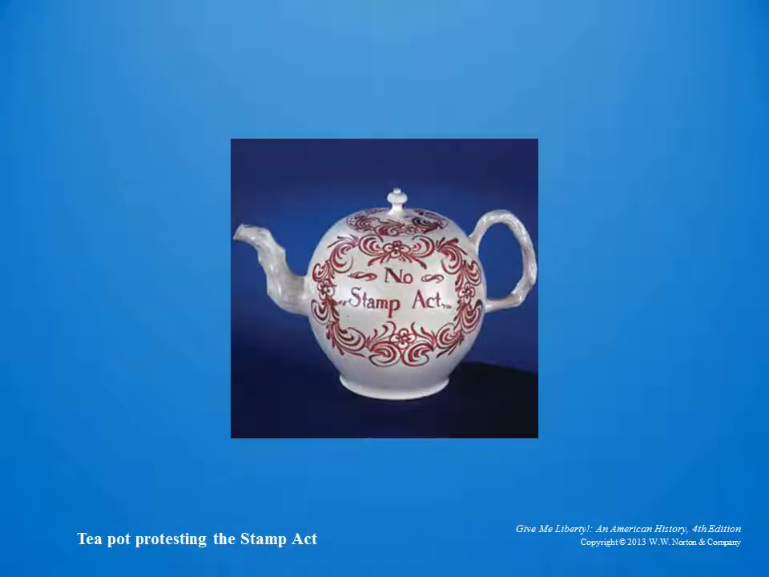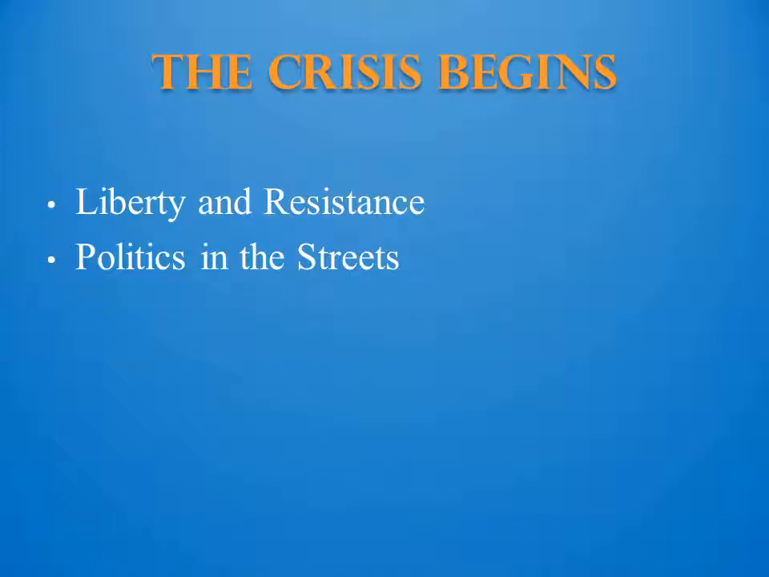This teapot, protesting the Stamp Act, interestingly enough, was produced in England and then marketed and sold in colonial America, which really shows us the close political and economic connection between the empire and the colonies. Now, ideas and icons of liberty, like the Liberty trees and Liberty poles, became central to the American colonists' resistance to the Stamp Act.